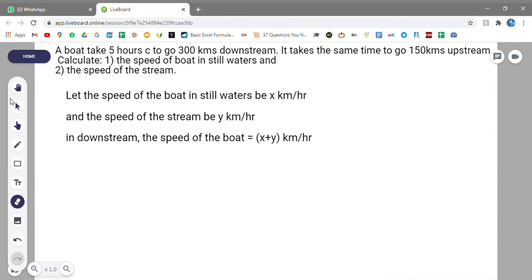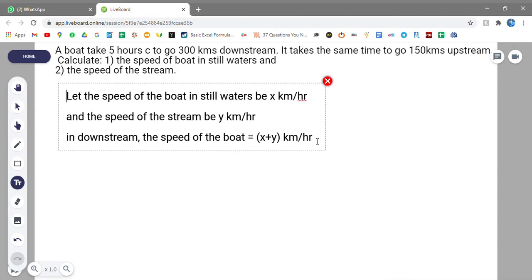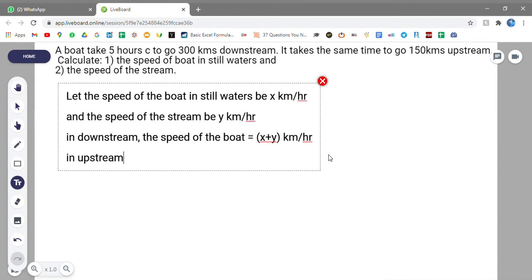Now apart from this, we have one more variable to define, that is in upstream, that is against the water, the speed of the boat will be... now in the downstream the speed of the boat and the water were added because the water and the boat were coming together.